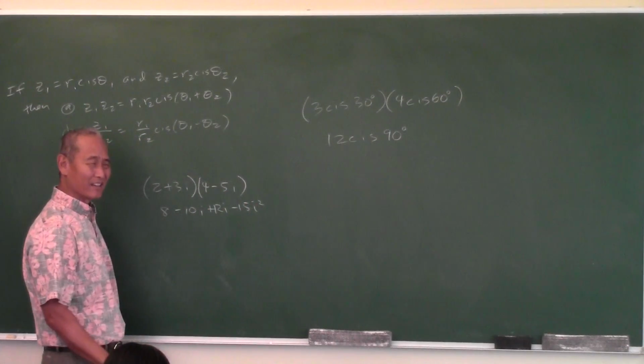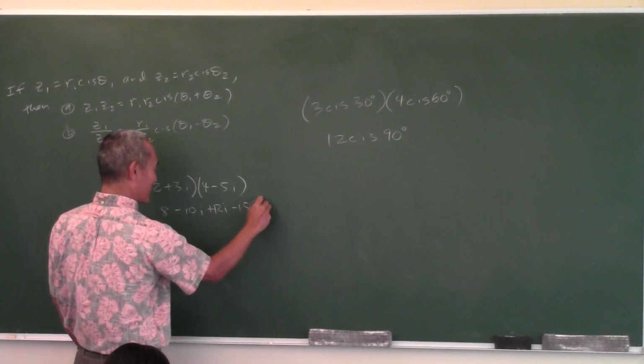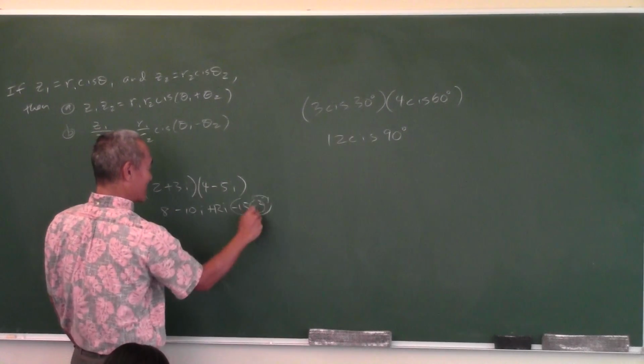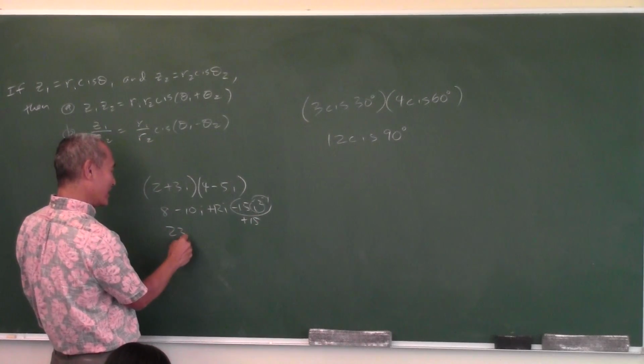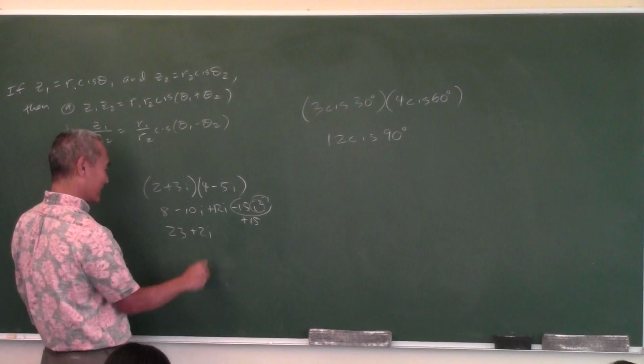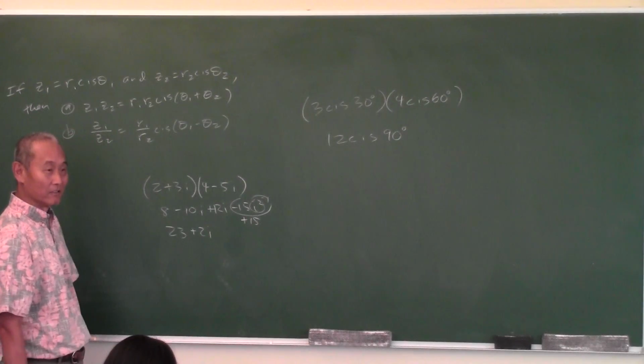But what is i squared again? Remember? i squared is -1, so this is actually plus 15. So your final answer is going to be 23 plus 2i. Look how long it took you.